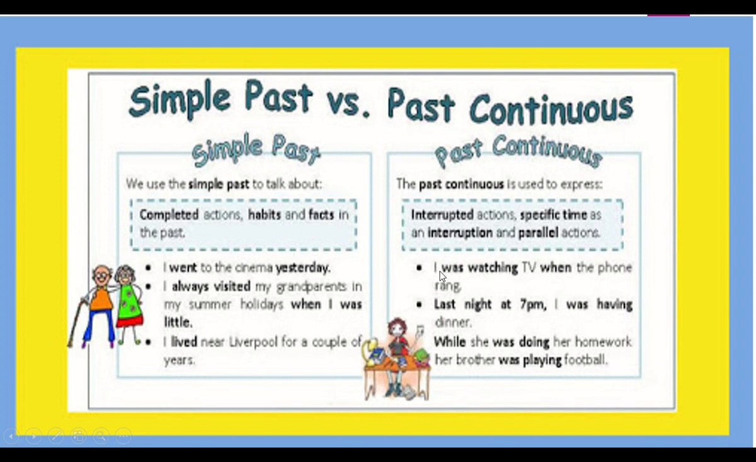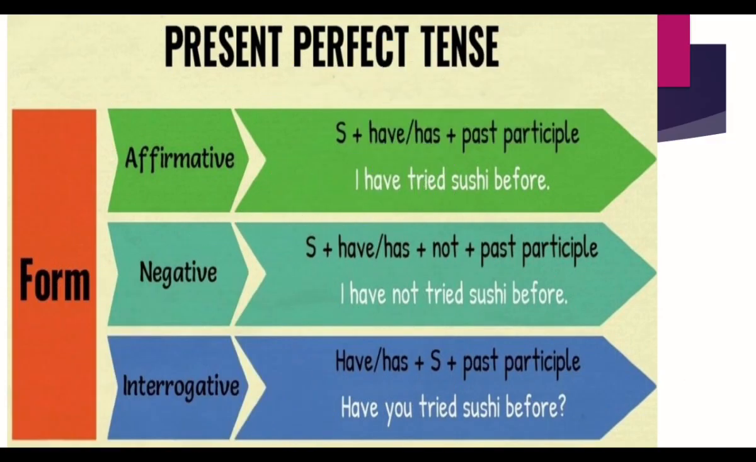If you noticed, the form of the tense here was was plus verb plus ing with I, he, and she. With we, you, and they, we used were plus verb plus ing. This is the form of the past continuous. After that, we have the structure of the present perfect tense.